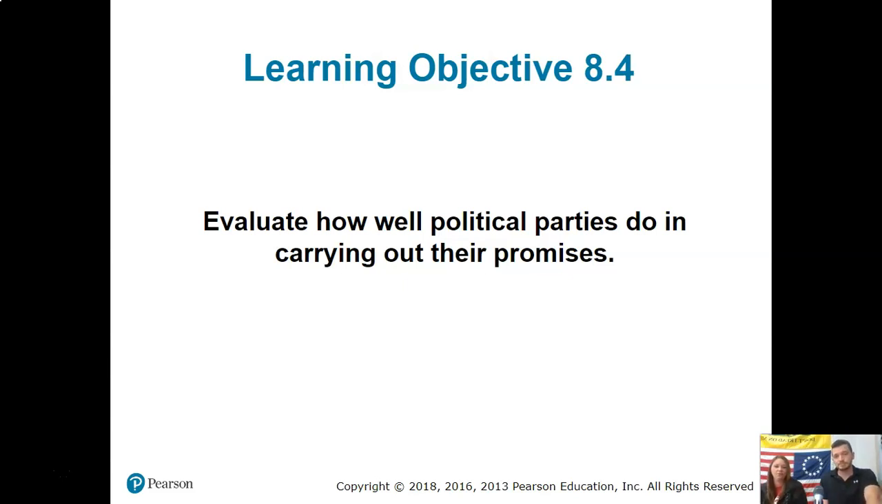8.4. Evaluate how well political parties do in carrying out their promises. Ooh. Foreshadowing.